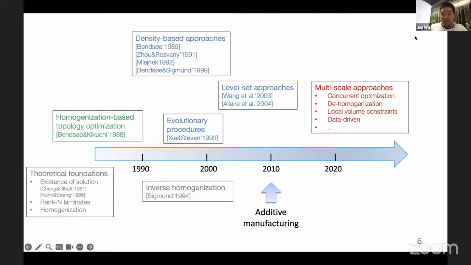A bigger change to the picture is that additive manufacturing comes into the picture around 2010 or slightly before or after. From 2010, there has been a lot of research on multiscale approaches. These approaches include concurrent optimization, de-homogenization, or using local volume constraints, data-driven approaches, for instance. And this is the focus of the review article.